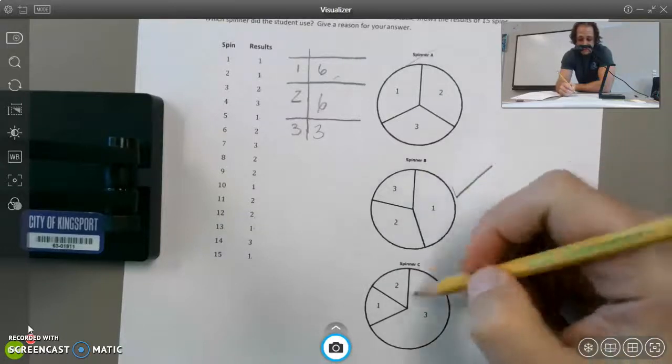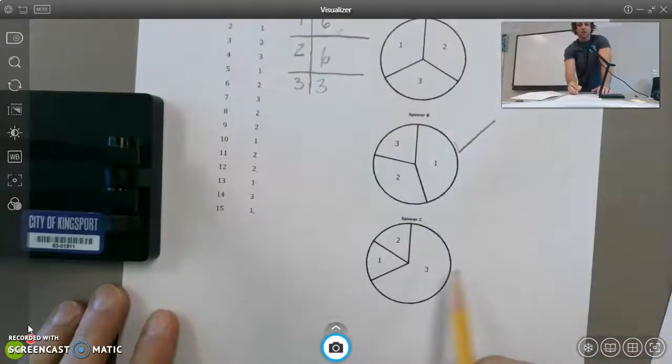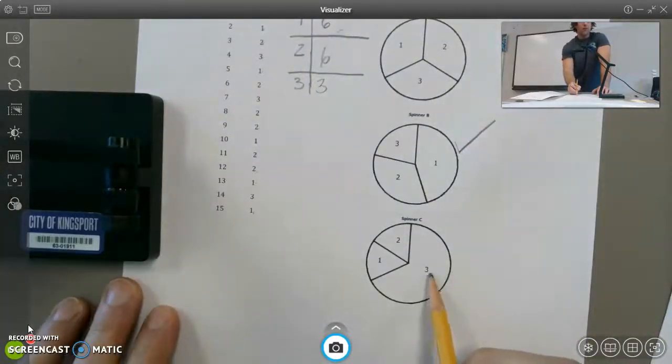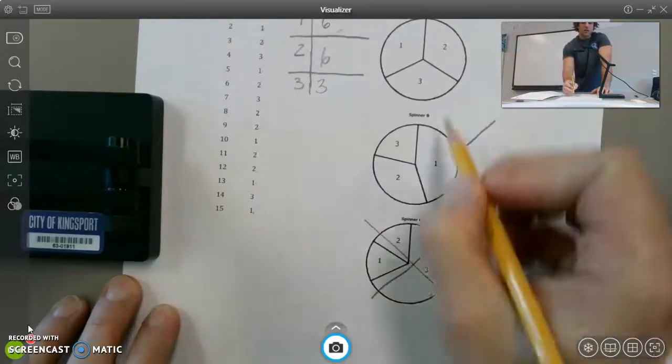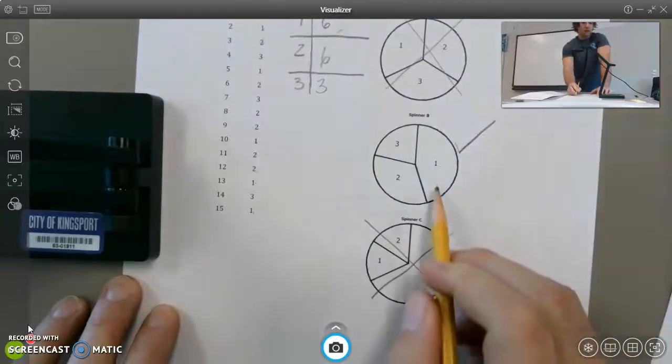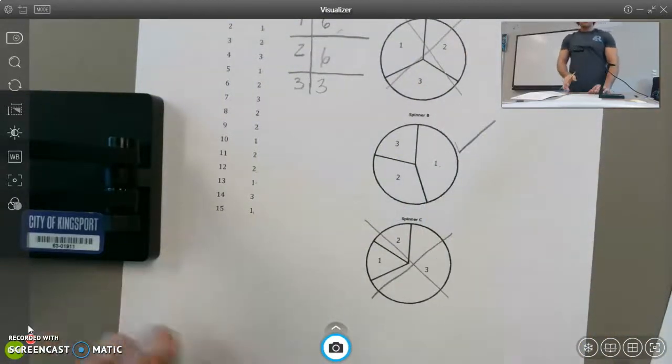And then on spinner C, 1 and 2 are smaller, and 3 is larger. 3 occurred less frequently, not more frequently, so we would assume that 3 is a smaller space, not a bigger space. So we can cross those out. It looks like B would be the most appropriate spinner for this experiment.